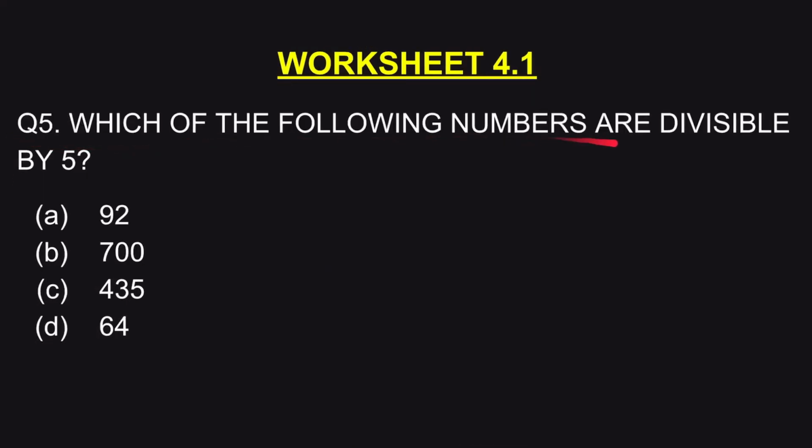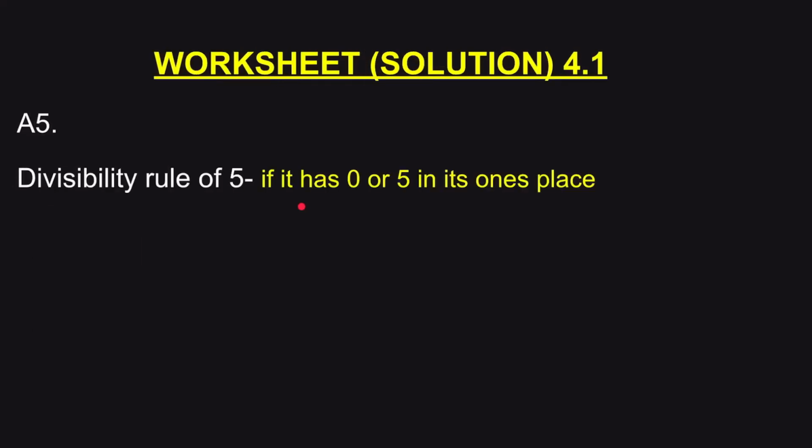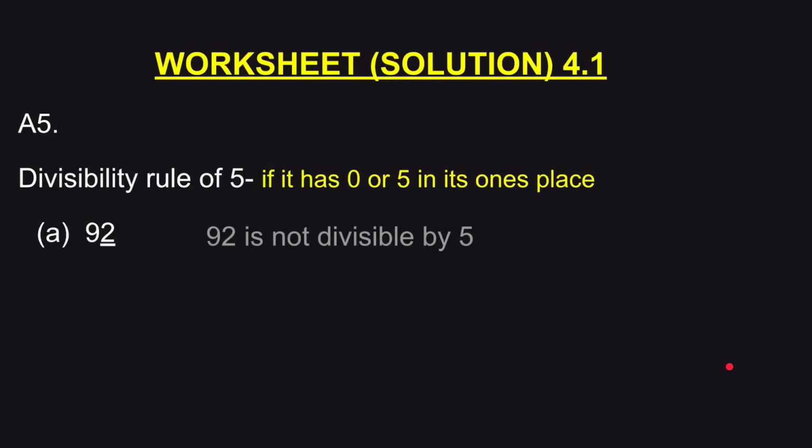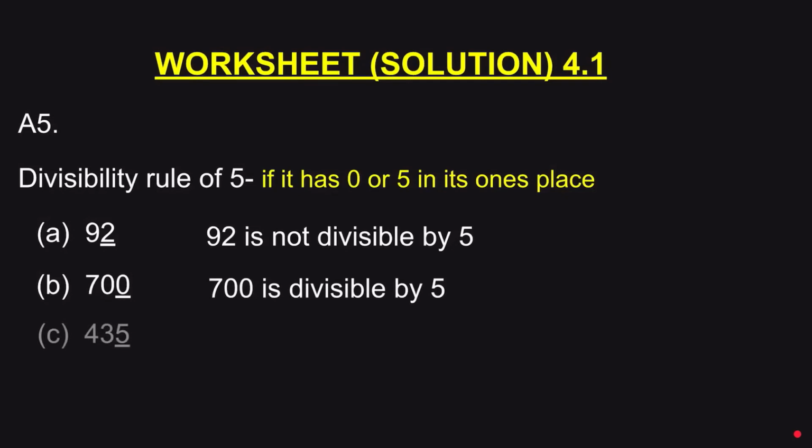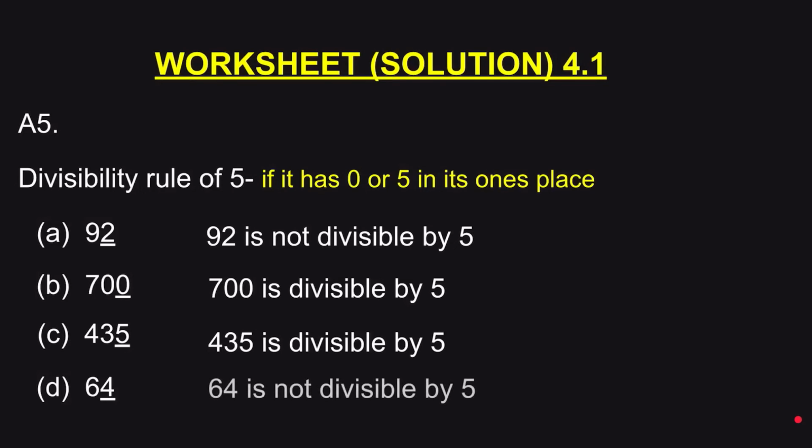Question 5. Which of the following numbers are divisible by 5? The rule for divisibility by 5 is: if it has 0 or 5 in its ones place, then the number will be divisible by 5. A part, 92. We have 2 in the ones place, therefore 92 is not divisible by 5. We can only have 0 or 5. B part, 700. We have 0 in the ones place, therefore 700 is divisible by 5. C part, 435, 5 at the ones place, therefore it is divisible by 5. D part, 64, 4 at the ones place, therefore it is not divisible by 5.